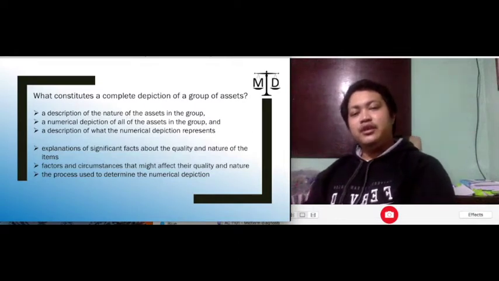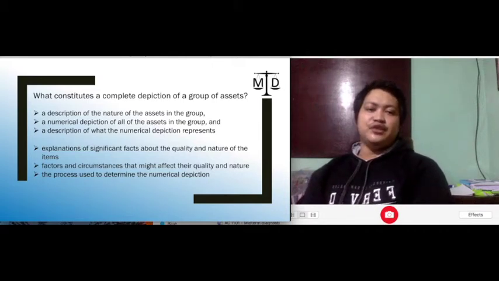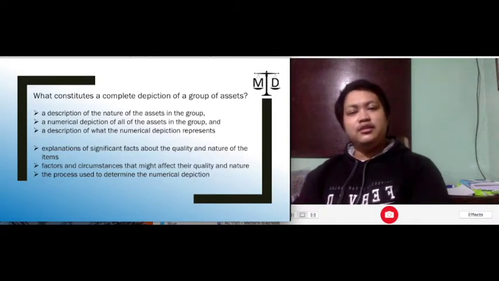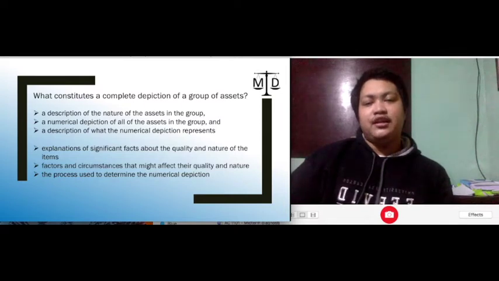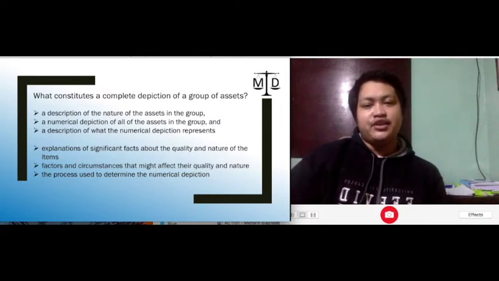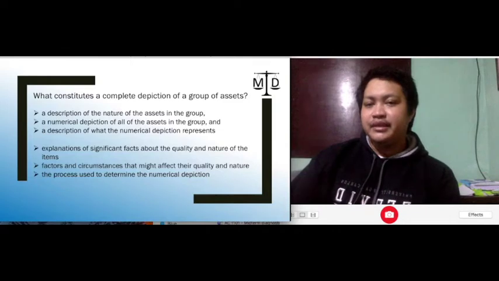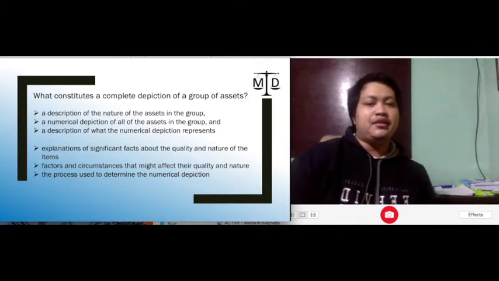So your problem now is on the valuation of your warranty liability. And because of the nature of such liability, it is not enough that you just present it together with your other liabilities with an amount that does not have any sufficient basis. In such case, the entity should provide additional information. It should provide an explanation of significant facts about the quality and nature of the liability, factors and circumstances that might affect the amount and nature of the liability, and the process used to determine the estimated amount.